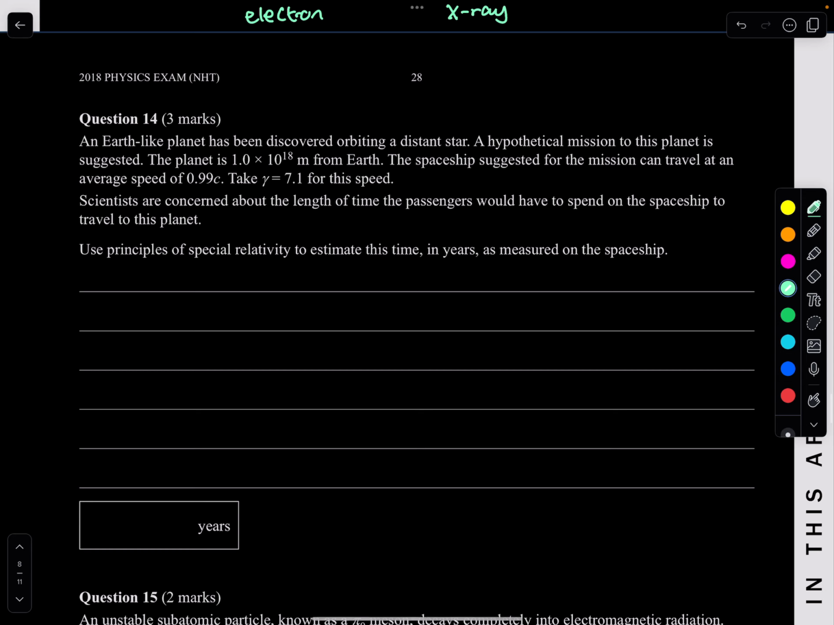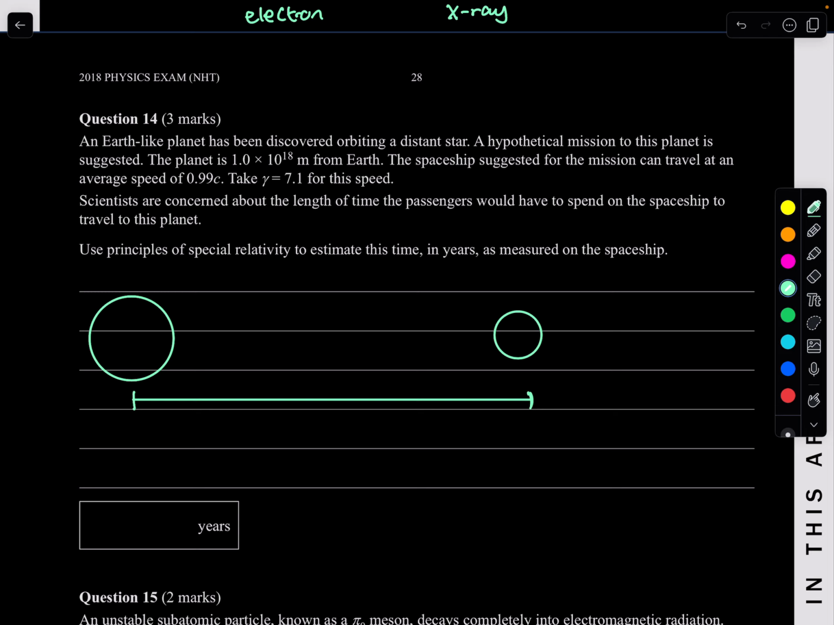Beautiful. Question 14. An Earth-like planet has been discovered orbiting a distant star. A hypothetical mission to this planet is suggested. The planet is 1.08 times 10 to the power of 18 meters from the Earth. Let's draw a diagram to understand this. Imagine you had this planet, and the Earth here. The distance measured from the Earth's perspective, by people measuring from the Earth, is 1.0 times 10 to the power of 18 meters. The spaceship suggested for this mission can travel at an average speed of this; take gamma to be this.